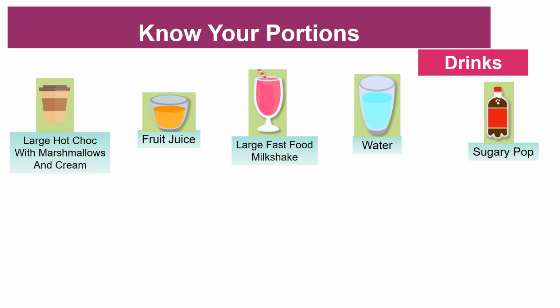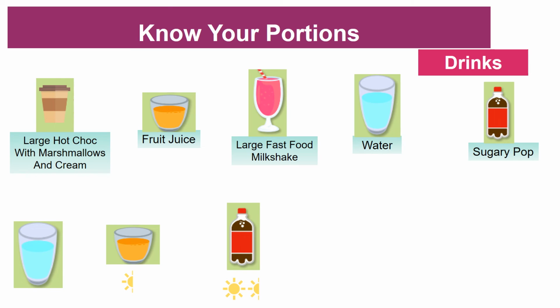So we have a little activity now to get our brains thinking about portion sizes of drinks. So let's have a look at the drinks on the screen and try to rank each drink from the lowest in energy to the highest. So the lowest one is water, and this has 0 suns. Next is the small glass of orange, which has half a sun.